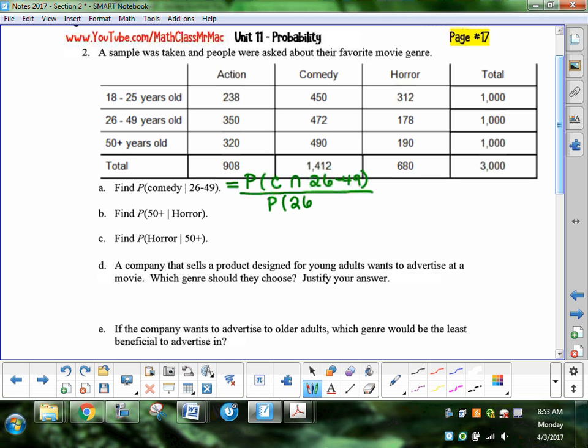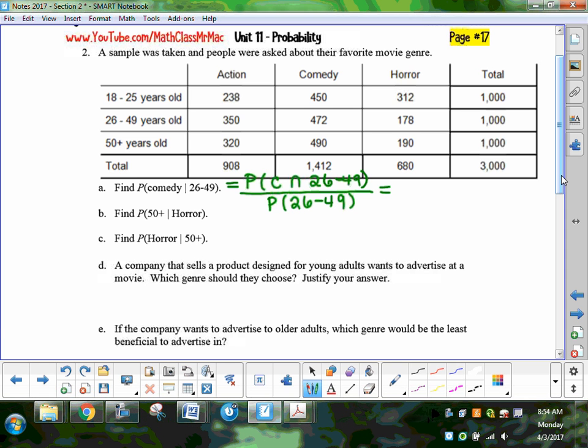26 to 49 people. Now, look at the table above. What is the number of people who like a comedy and are 26 to 49? Hands up, please, when you can tell me what the numerator is going to be. We got 4 people. That's not good. Look at what's there. McKenna, what do you got? 472 over the number of people that are 26 to 49, and that's what we would get.